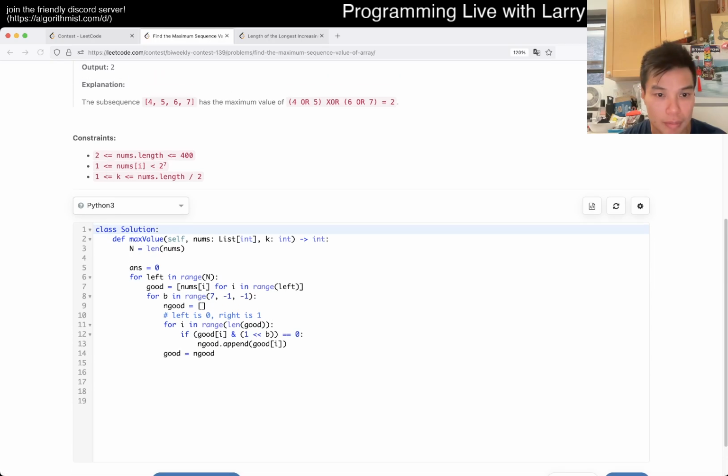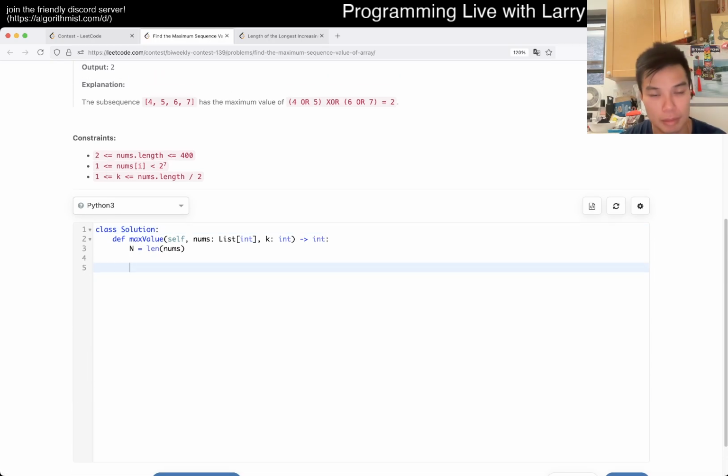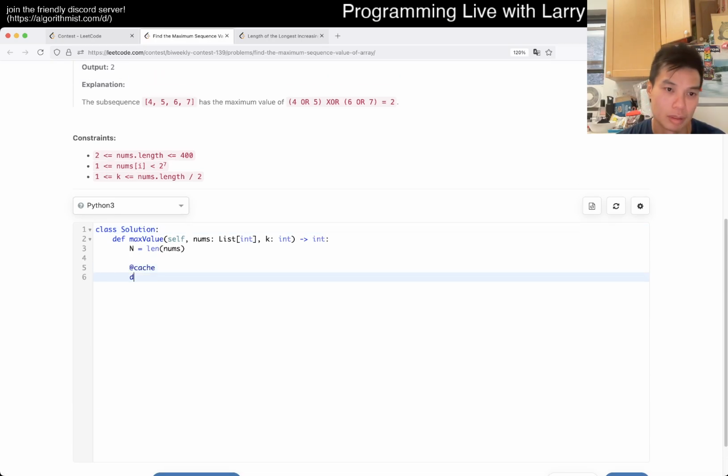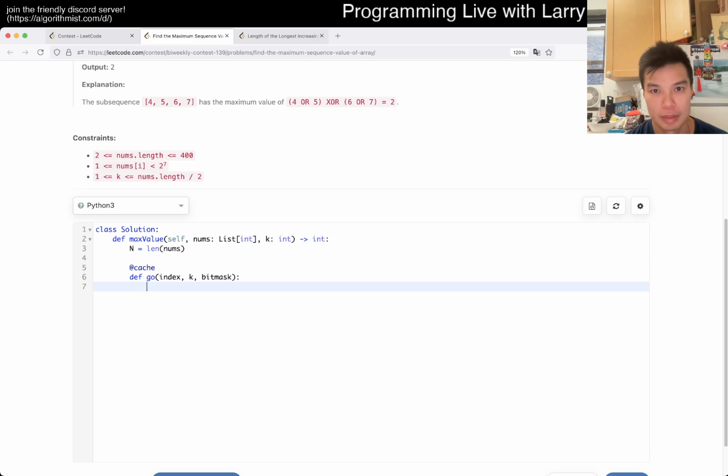I just don't know how to do it. I mean, all my ideas are kind of the same, honestly, on brute force. And the thing is that it is not a subarray, this is a subsequence. So this is actually pretty big. 400 times 200 times 2 to the 7. It's 10 million. 10 million is too big. How do we reduce this?